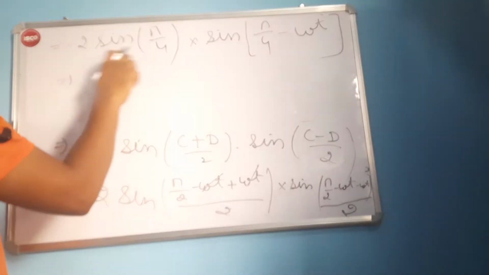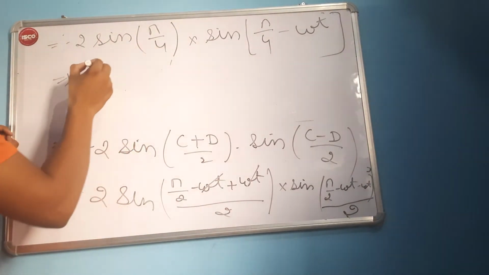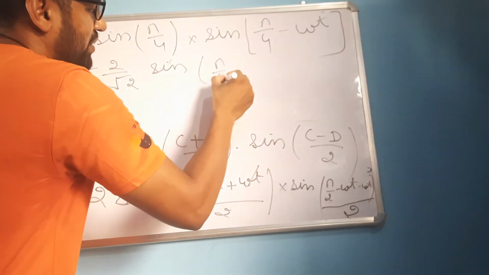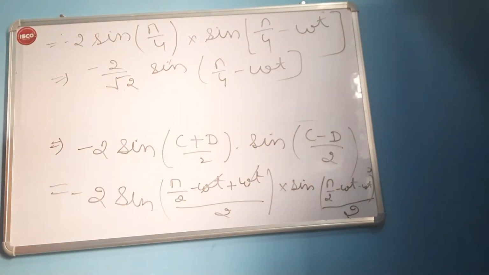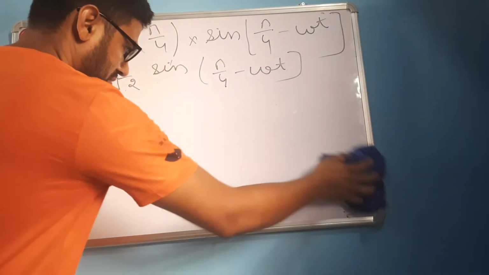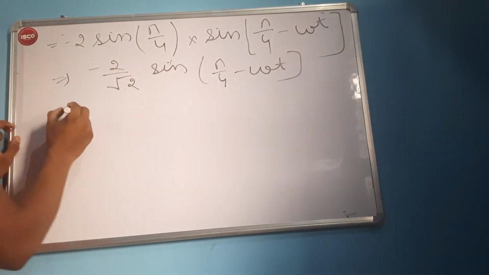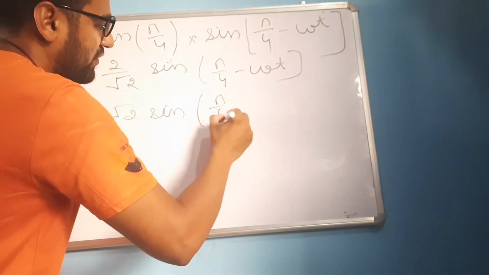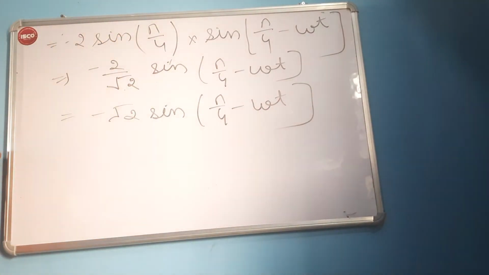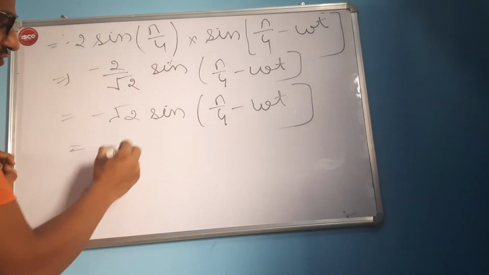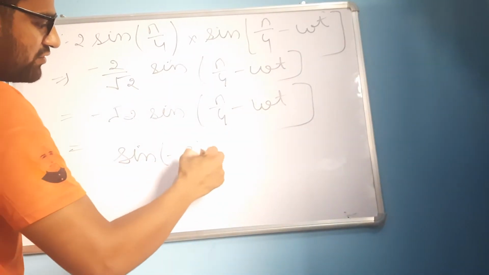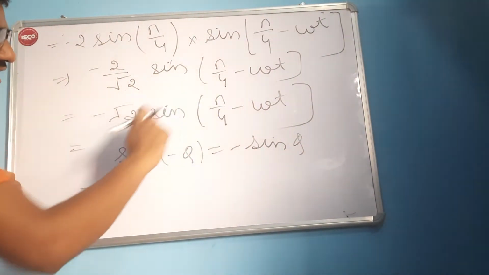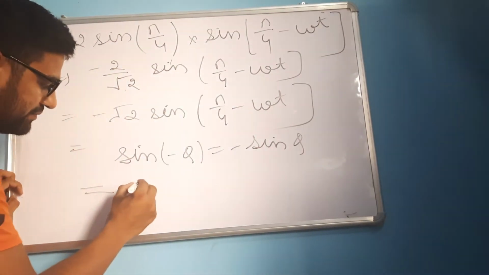Now we are left with sin pi by 4, which equals 1 by root 2. So minus 2 by root 2 into sin(pi by 4 minus omega t) will be equal to minus root 2 sin(pi by 4 minus omega t). Let's solve out this minus sign. We all know that sin of minus theta equals minus sin theta. Let's use this.